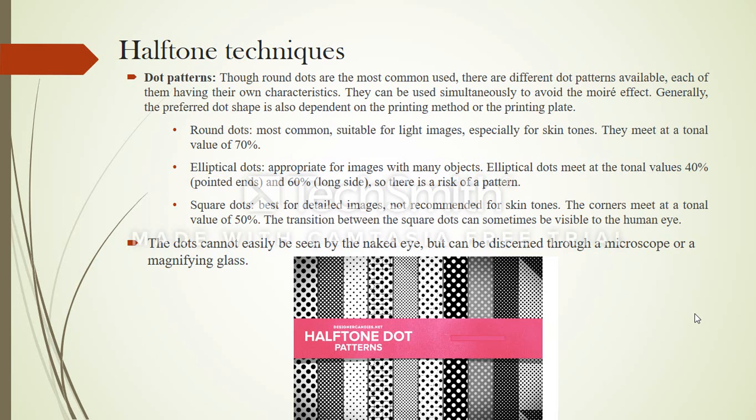Round dots, most commonly used, are suitable for light images. Elliptical dots are appropriate for images with many objects. Square dots are best for detailed images and are not recommended for skin tones. The dots cannot easily be seen by the naked eye, but they can be seen through a microscope or a magnifying glass.